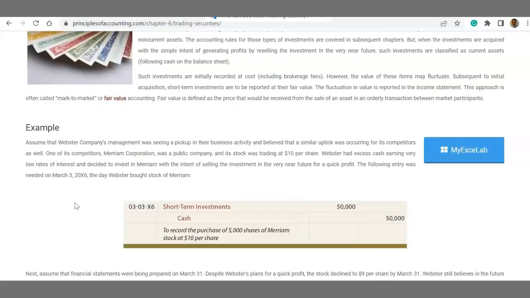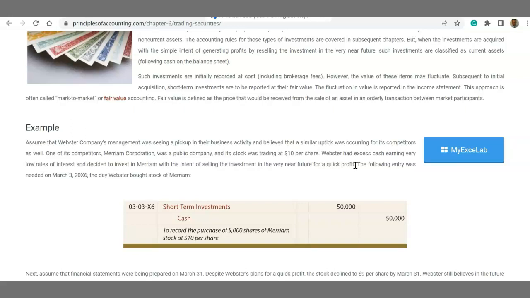Let's see, there's an example here. It says the company was seeing a pickup in their business activity and believed that a similar uptick was occurring for these competitors as well. One of his competitors was a public company, and its stock was trading at $10 per share. Webster had excess cash earning very low rates of interest and decided to invest in Miriam, intending to sell off the investment in the very near future for a quick profit.